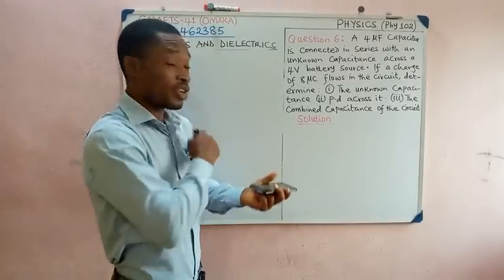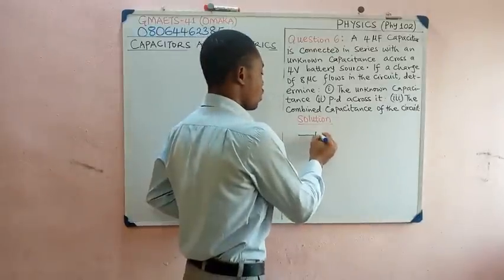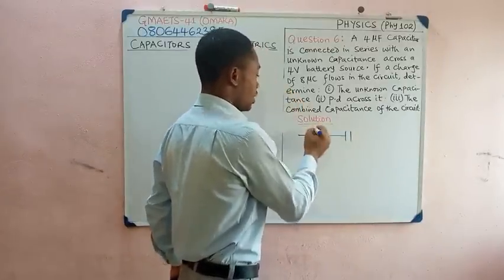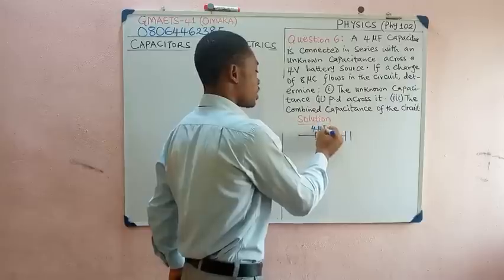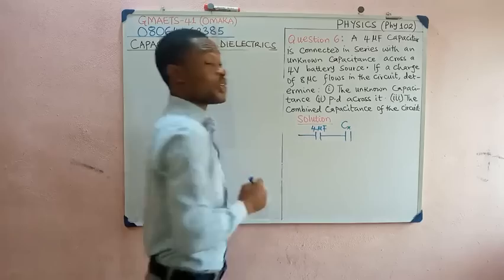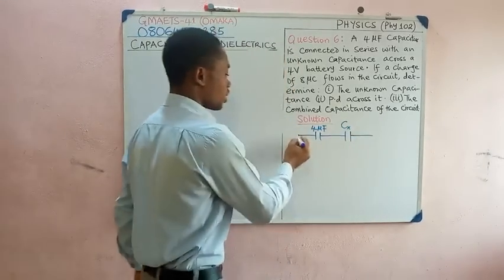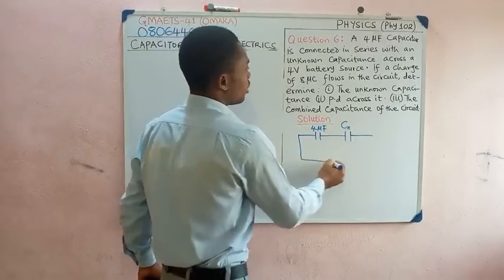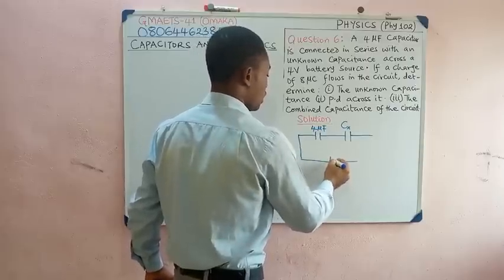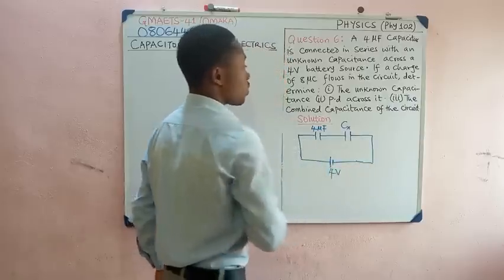It's important for us first to have an idea of what this circuit looks like. Now, we have a 4 microfarad capacitor connected with an unknown capacitance. This is the 4 microfarad capacitor. This is the unknown capacitance, let's represent it with C subscript X. And then the whole circuit is connected across a 4-volt battery source. So this is the 4-volt battery source.